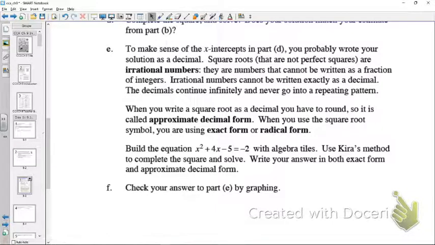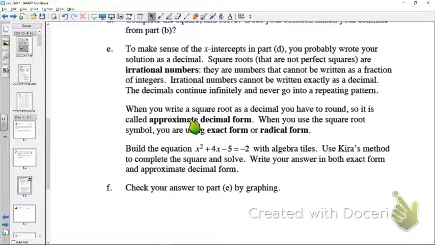Let's continue reading. When you write a square root as a decimal, you have to round, so it is called approximate decimal form. So when you take the square root of 10 on your calculator and it gives you 3 point something, that's the approximate form because it never ends and it doesn't repeat. When you use the square root symbol, you are using exact or radical form. So the answer we had, I don't remember exactly what it was. Was it 3 plus or minus radical 10? Or negative 3 plus or minus radical 10? I don't remember, but there was a radical 10 in there. So we call that exact form or radical form. It's exact because we don't have to round anything by leaving it as radical 10. And obviously it's called radical form because we have a radical in there.